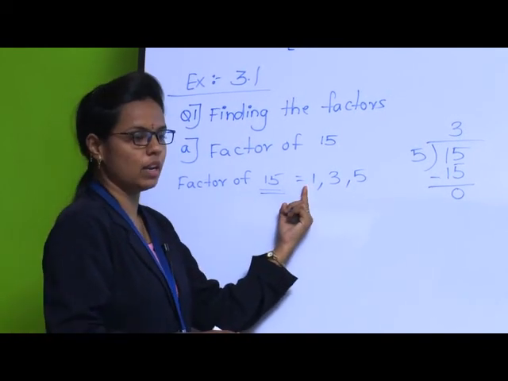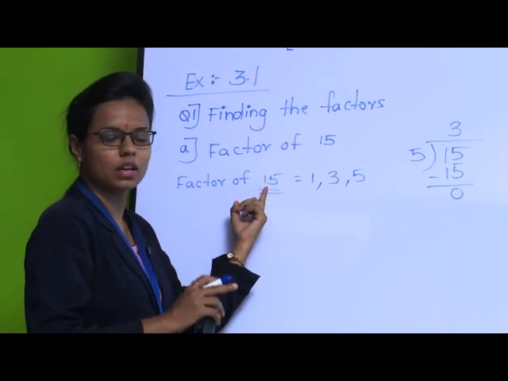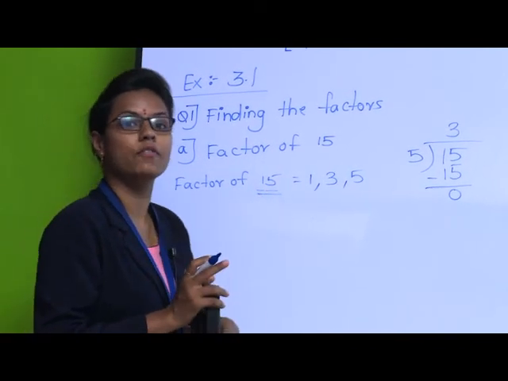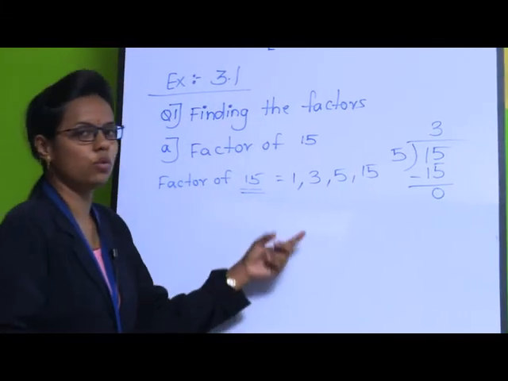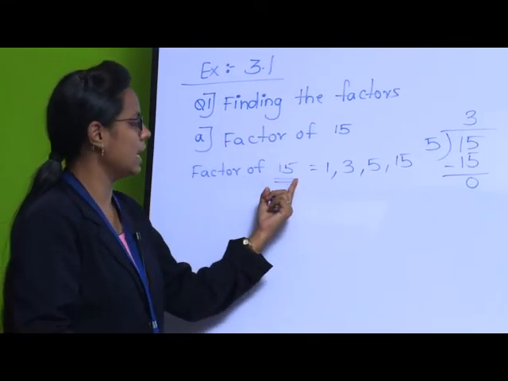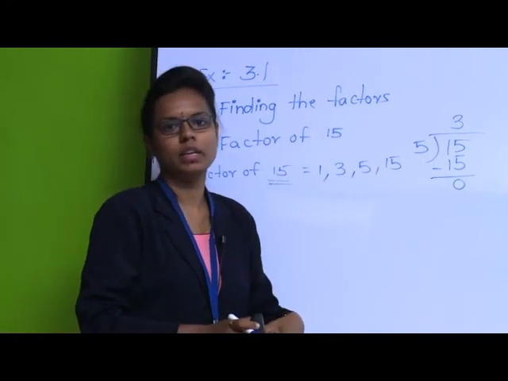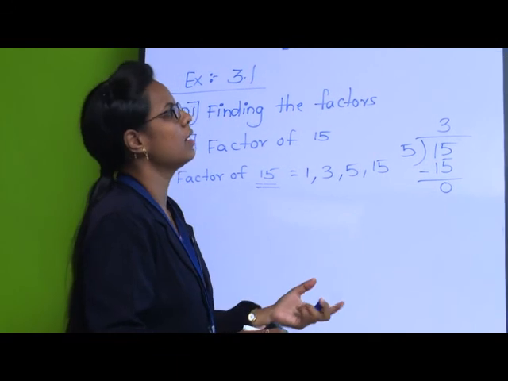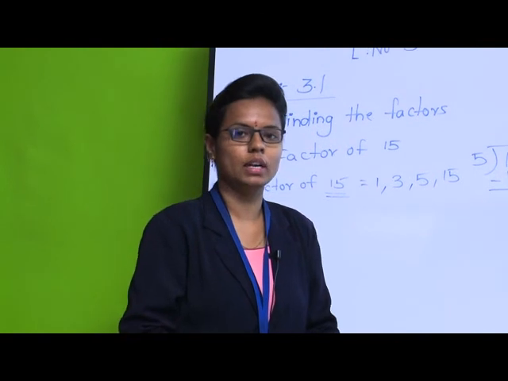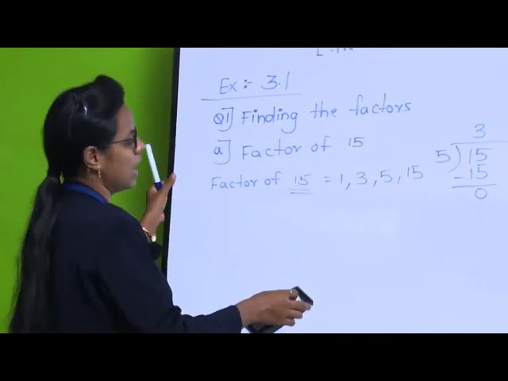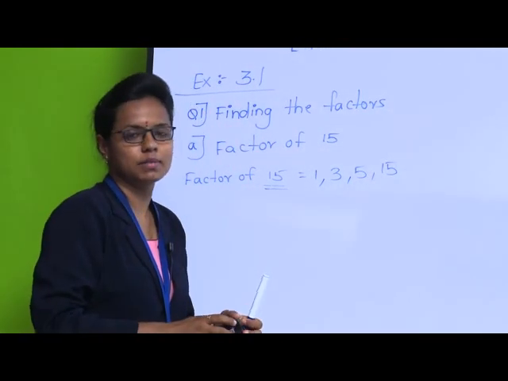So what will be the next number? 1 is the factor of every number, then 3, 5, and last, 15, because the number itself is a factor. So we have found that the factors of 15 are 1, 3, 5 and 15. In this way you can solve the remaining examples from exercise 3.1 given in your textbooks, and you can even solve the few examples given as try this sums in your textbooks.